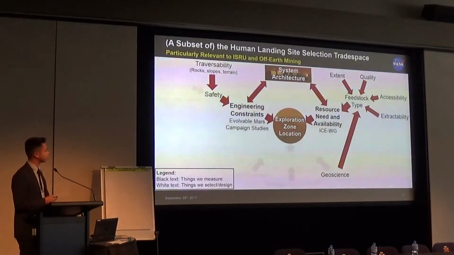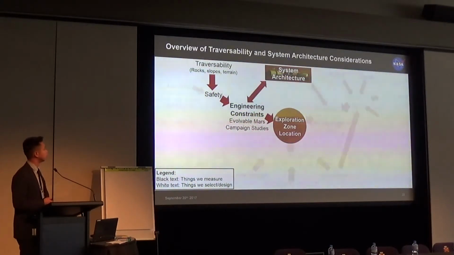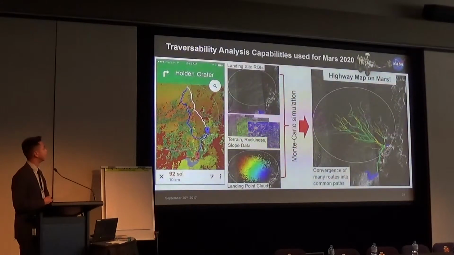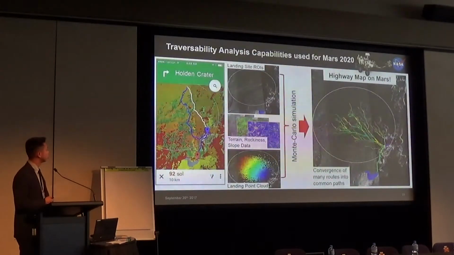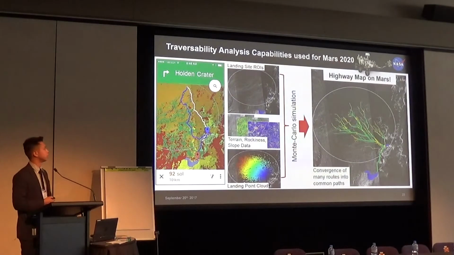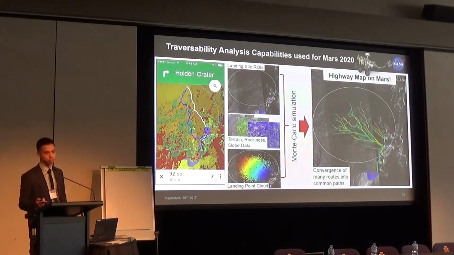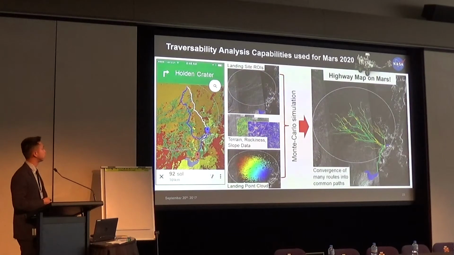So I spoke about the right side of this trade space, if you will. I want to quickly talk about the left side. And so these are the engineering constraints. I want to talk about 2 things that I think are very much applicable to this community. So one of the tools that we've been able to develop for the Mars 2020 rover is essentially Google Maps of Mars. So we can say if we land at this particular point, or up here, and we have various regions of interest that we want to go to, because we've mapped the entire landing ellipse in terms of its terrain, its rockiness, and its slope data, we can generate these paths for each potential landing point.